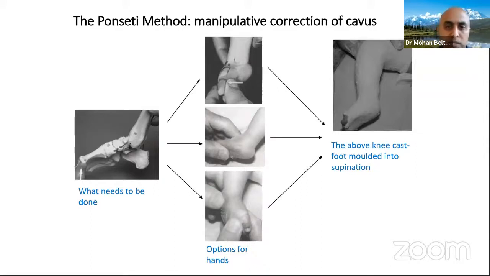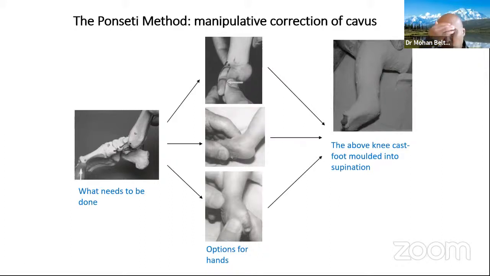And then the manipulation sequence follows the mnemonic CAVE. So you correct midfoot cavus first with the first cast, because the forefoot is relatively pronated relative to the hind foot. So you need to bring the forefoot and the hind foot to the same degree of supination. That you can do by elevating the first ray as shown here on the left by this arrow, and also in the picture here at the top, and then supinating, bringing them both into the same degree of supination, and then applying the cast in the same position.